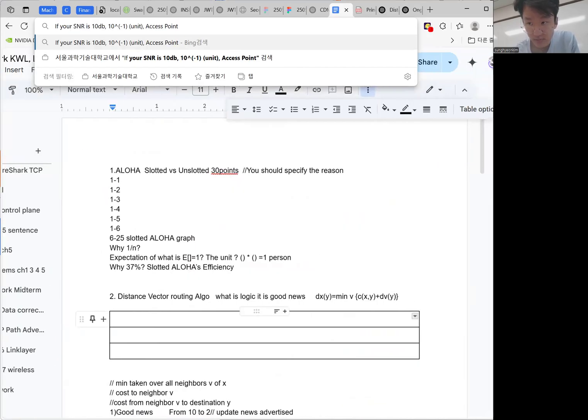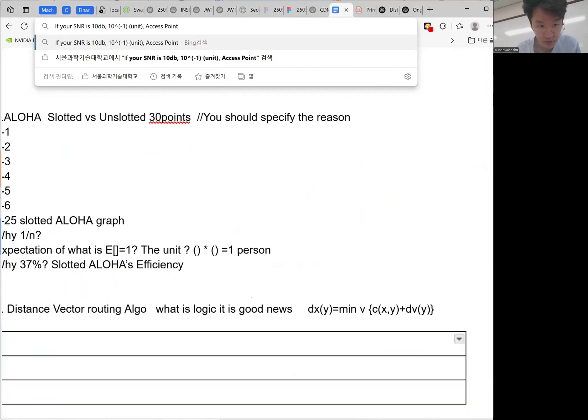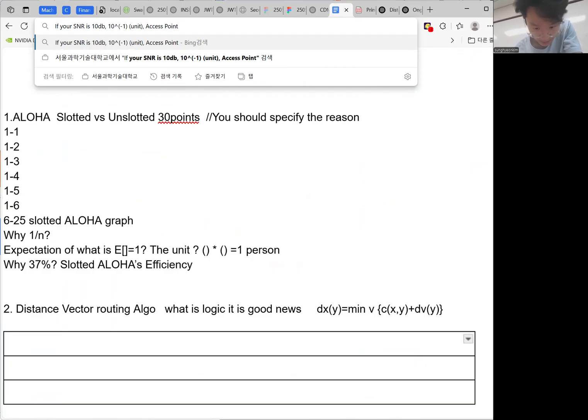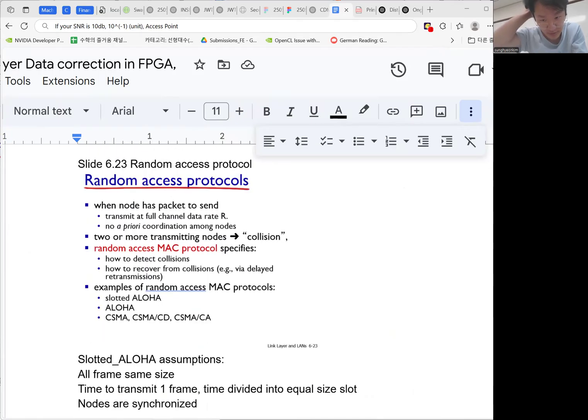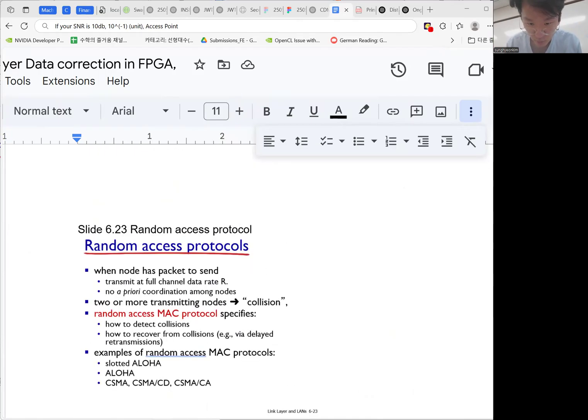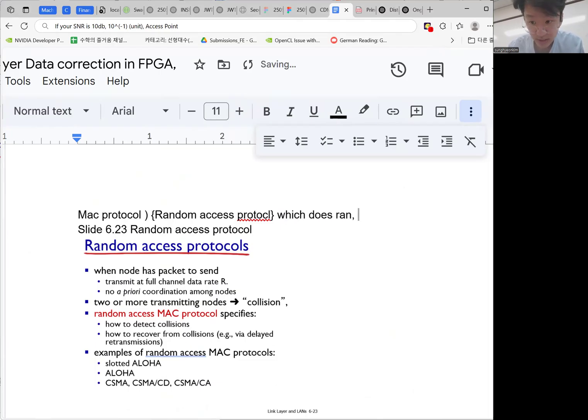And for the preparation of the final, the first important thing is slotted versus unslotted Aloha. If you look at Aloha, we should think about why Aloha came out. First, it is a random access protocol, one of the MAC protocols. There were several MAC protocols, and one of them is the random access protocol.